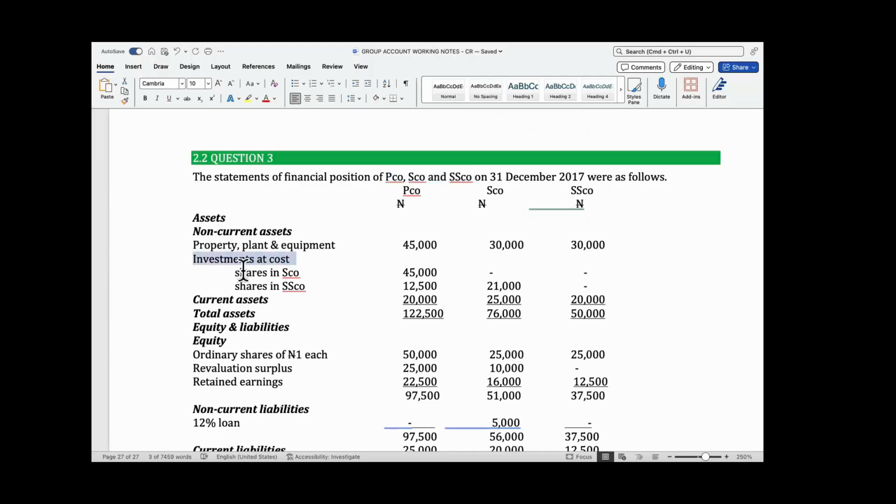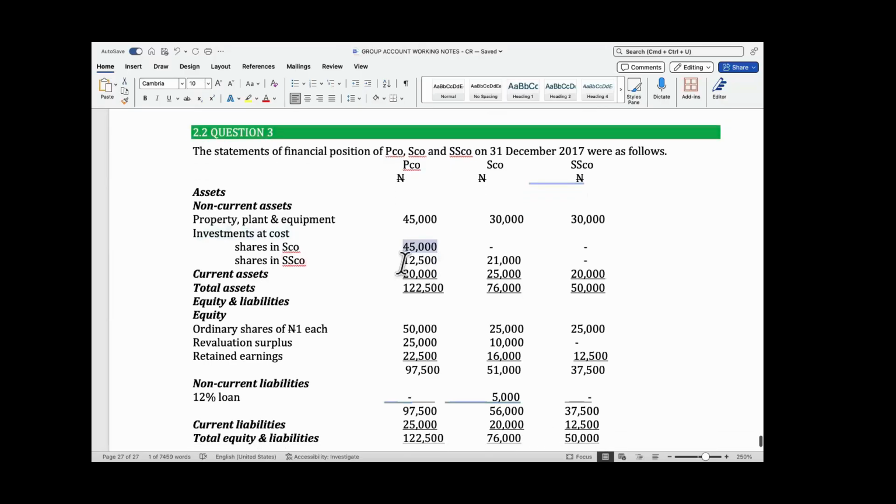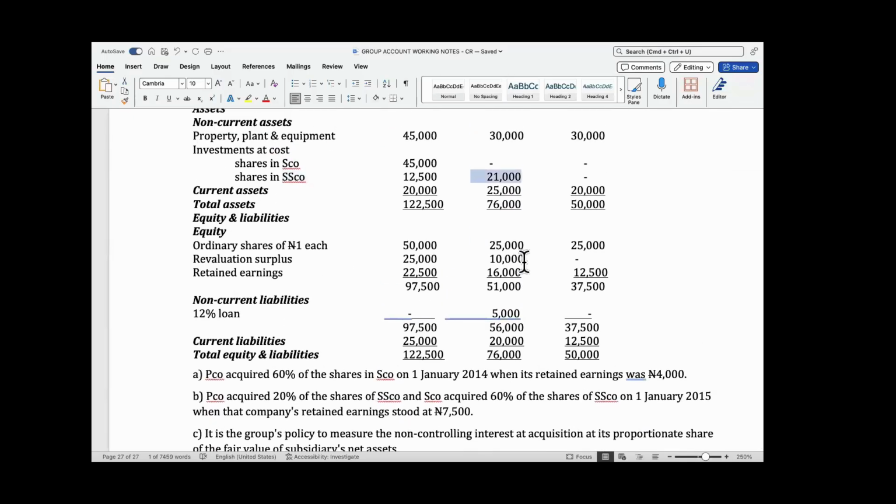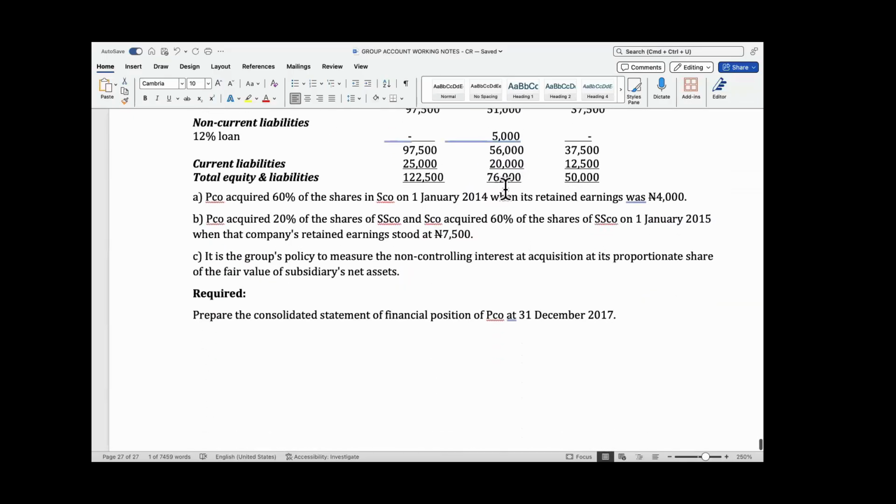In this case, PICO acquired shares in ESCO. He paid 45. Now he himself also bought some shares in SSCO. He also bought some shares in SSCO. And in addition to that, ESCO then also bought in SSCO, which is 21,000. And that's the major thing here.